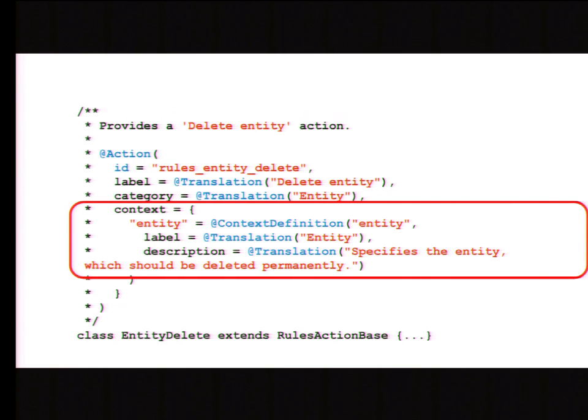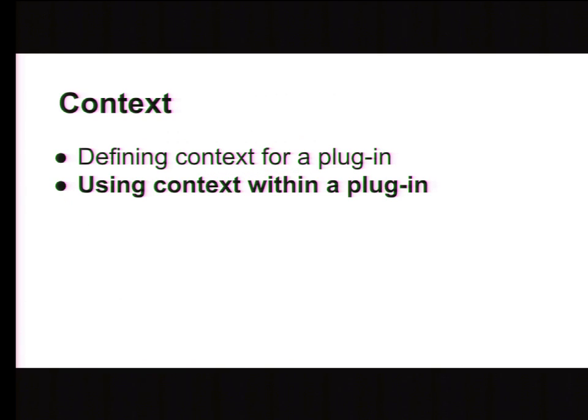Then in addition, of course, there are some other keys, label and description, you should specify at least, but there are also some additional keys, similar to how it worked in Drupal 7 with the parameter array definition. So really the same concept, but it's just in the annotation. So once you have described all the needed context for a plugin, the next step, of course, is that you need to work with the context somehow.